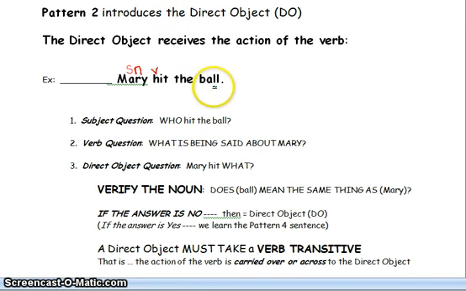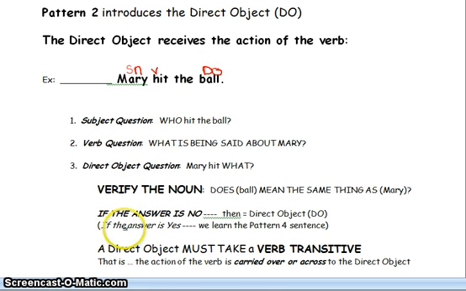But before we label this a direct object, we have to do what is called verify the noun. And I'll just tell you right now, this is going to sound silly, and you're not going to want to do it, but I'm going to make you do it. And the way we verify the noun is that we take whatever we identified as our direct object and we ask the question, does that mean the same thing as our subject noun? So in this particular sentence, it's going to be, does ball mean the same thing as Mary? And of course the answer is no. And when the answer is no, that's when you know you're dealing with the direct object. And we label it DO.